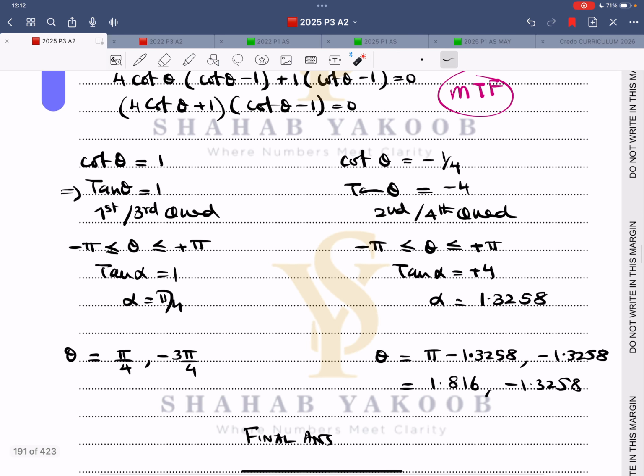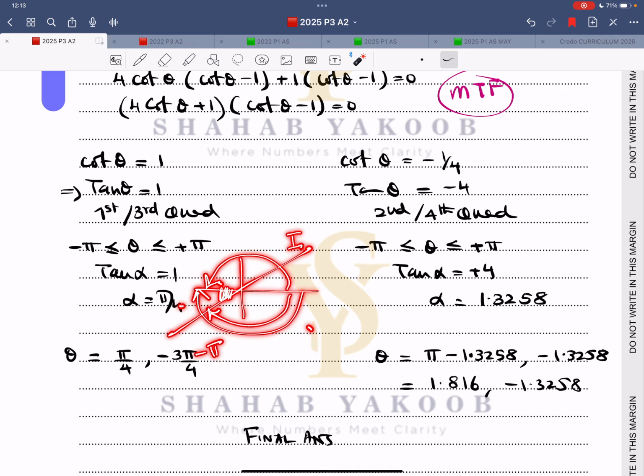So now cot theta equals 1. We don't have a button for cot in the calculator, so we use tangent. Cot and tangent are reciprocal. Reciprocal of 1 remains as 1. First quadrant, third quadrant, theta lies between minus pi and positive pi. That's the basic angle. So now this is between 0 and pi, that is the first quadrant. And 0 and negative pi, so now we are interested in the third quadrant. So this basic angle is pi by 4, but we have to go clockwise. That is negative 3 pi by 4.